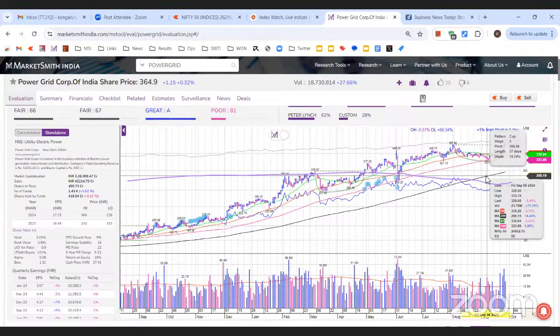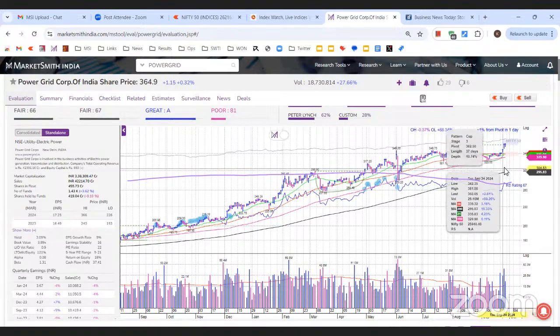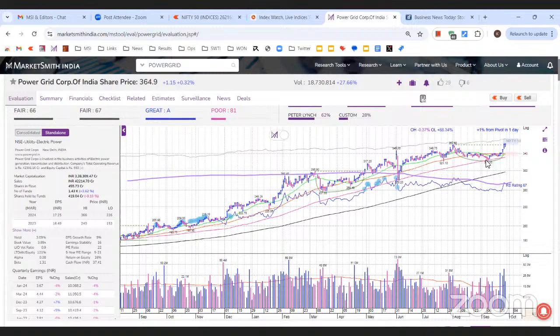It has formed a stage 3 cup base pattern and it broke out. I think it closed 1% above pivot, slightly near the pivot levels. The volume has also picked up when it came near the pivot, which is a good sign. But during the base formation as well, the volume was on the higher side when the stock fell, which is not a good sign. We would like to see declining volumes during the base formation.